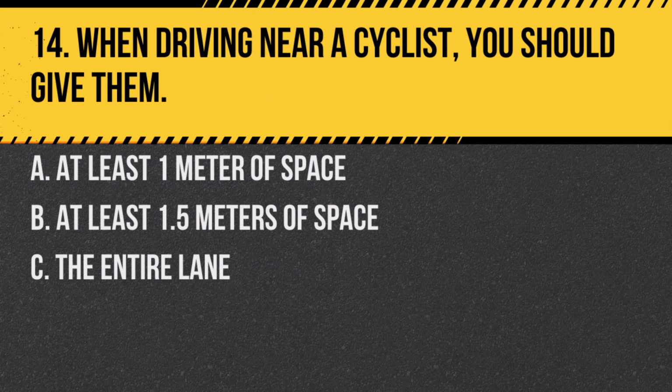Question 14. When driving near a cyclist, you should give them: A. At least 1 meter of space. B. At least 5 meters of space. C. The entire lane. Answer: B. At least 5 meters of space. This provides a safe buffer for cyclists.